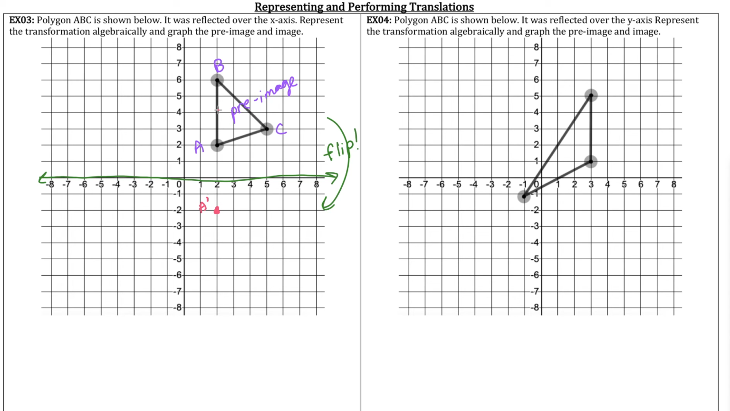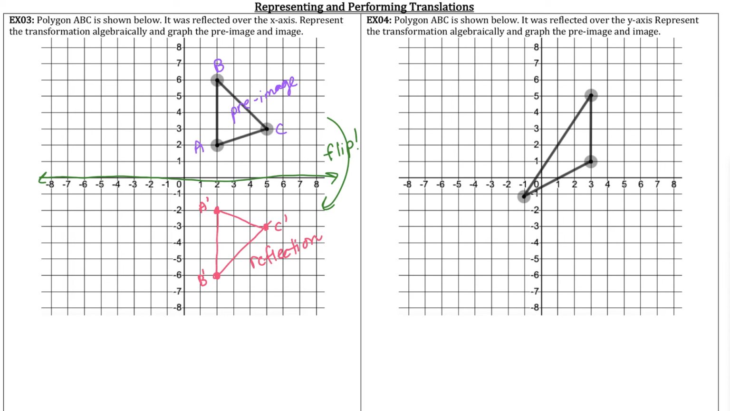A prime. So you see how this B is 1, 2, 3, 4, 5, 6 away from the x-axis? Well, I just need to go 6 away from the x-axis. You see how the C is 3 away from the x-axis? I need to go 3 away from the x-axis. And this should be my reflection. Well, this is my reflection.